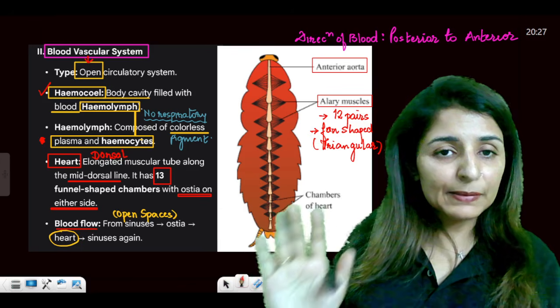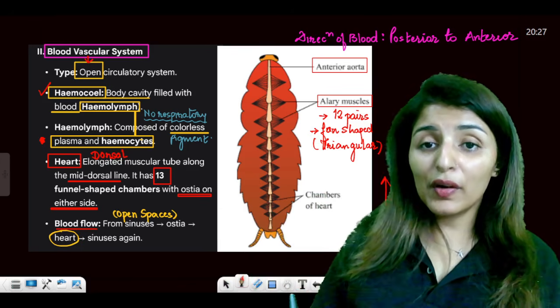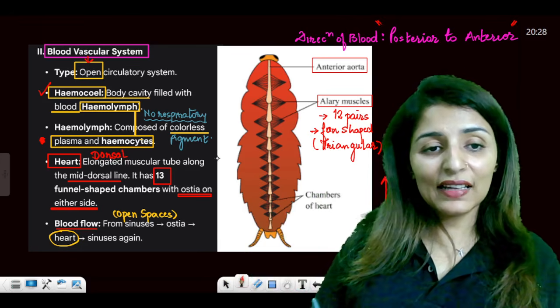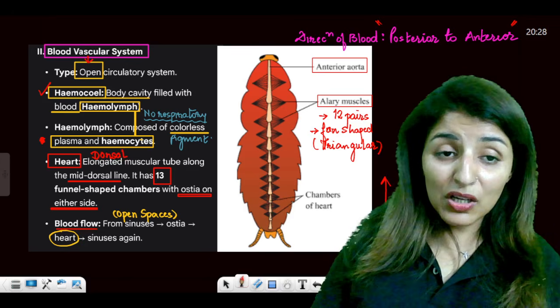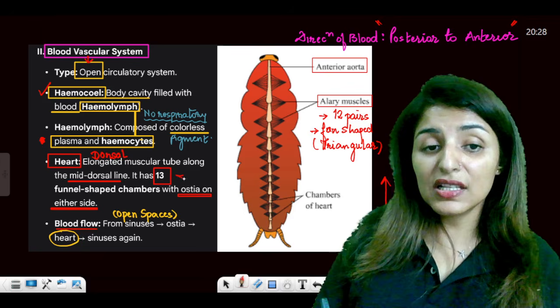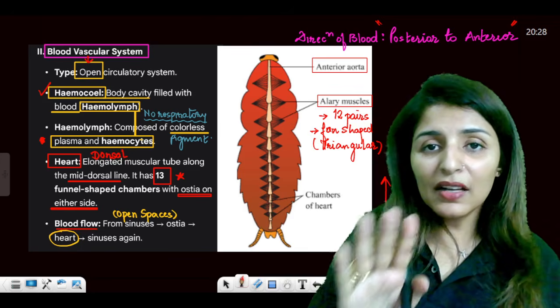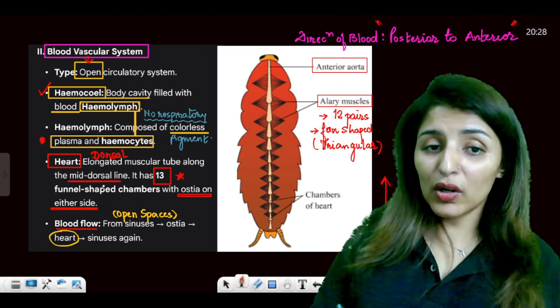Are these points clear? Now, see, the blood is going to move from backward to forward direction. So, what is the direction of blood? It is posterior to anterior. Now, talking about the heart, there are not any 1 or 2 chambers. The heart of cockroach consists of 13 chambers. It is on the dorsal side. See, being a non-chordate, the heart will be present on the dorsal side, on the mid-dorsal line.